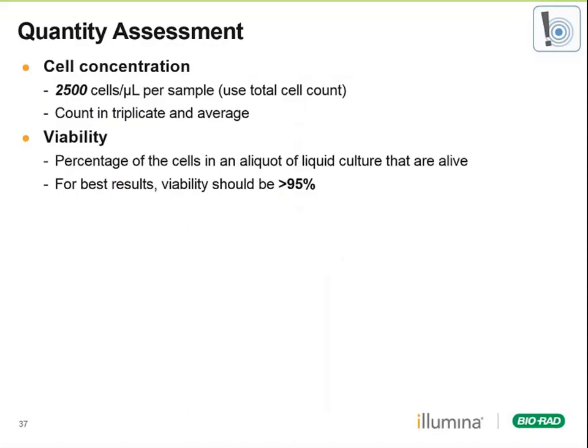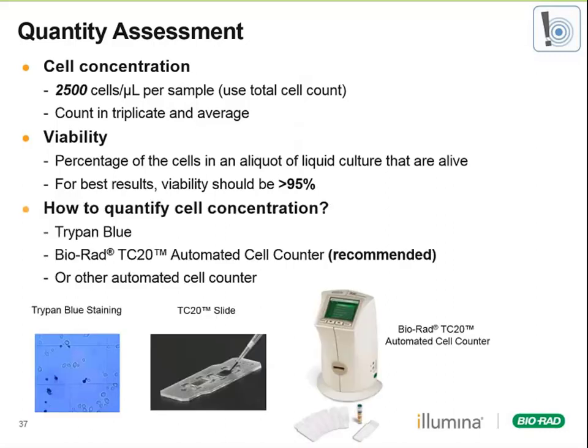We're also going to measure the viability. This is the percentage of cells in an aliquot of liquid culture that are alive. We recommend viability above 95%. Why? Well, we know that dying cells actually can release material into the solution, which could add background to your mRNA profiles, so we want to minimize cell death.